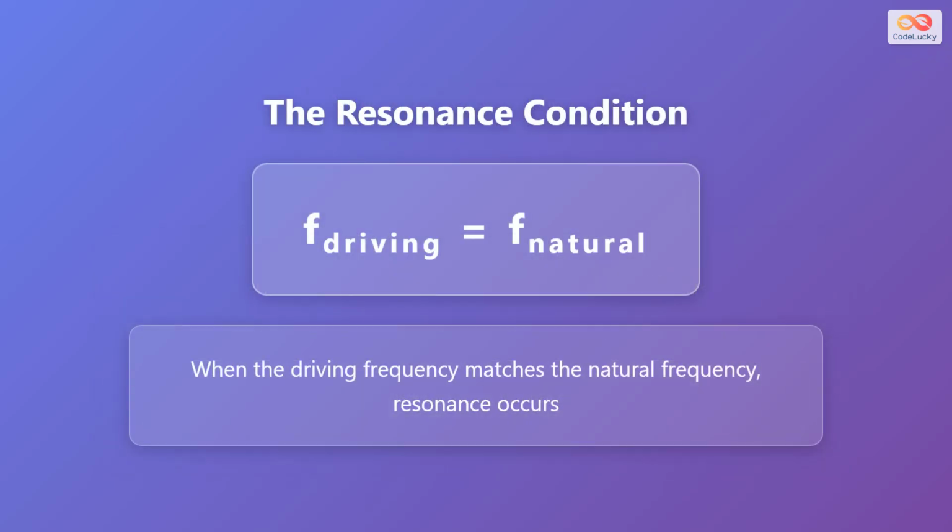The key condition for resonance is simple but powerful. The driving frequency must equal the natural frequency. When these two frequencies match perfectly, resonance occurs. This matching of frequencies is what causes the transfer of energy to be most efficient, resulting in those large amplitude vibrations we observe during resonance.